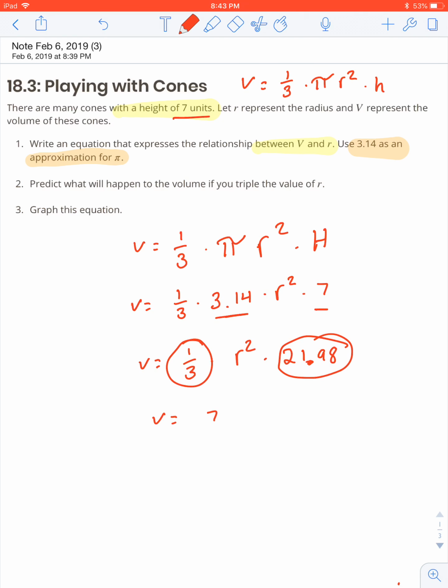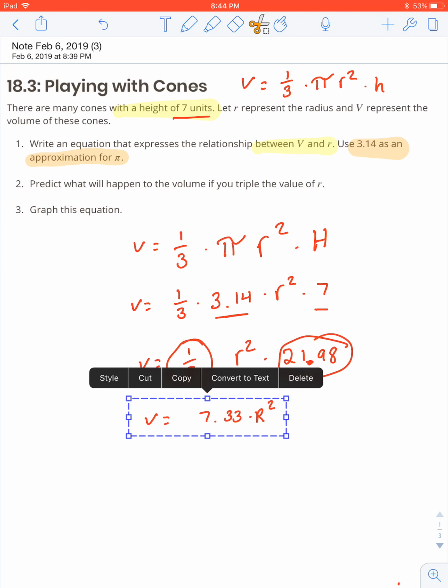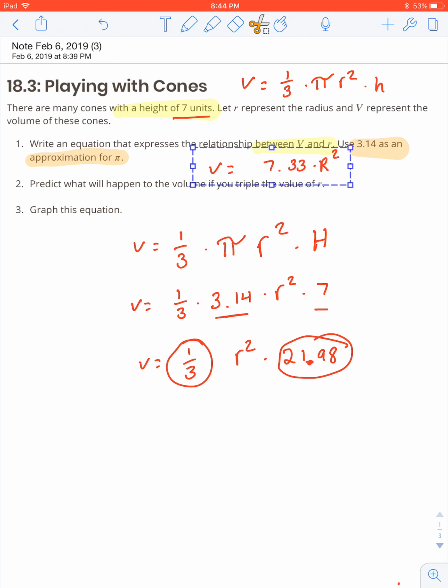So I'm going to give us an equation of my volume is equal to, I'm getting a really nasty decimal, 7.326666, and it just goes on forever. So I'm going to round it to 7.33 times my radius squared, okay? And that is going to be the equation that we are going to use for number 1, okay?